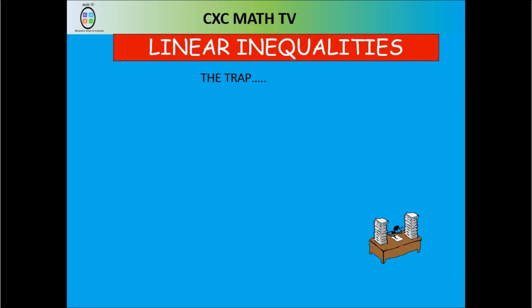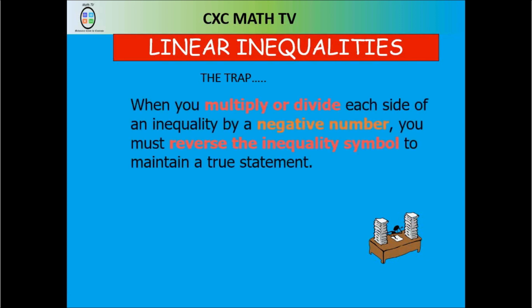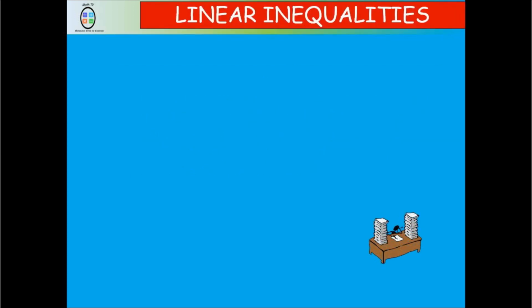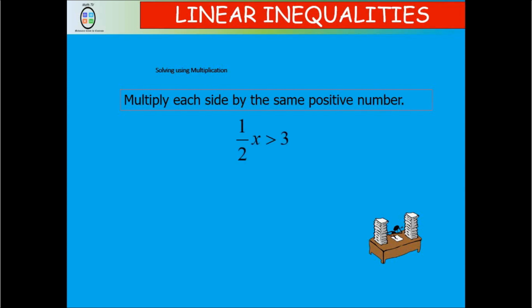Now here's a trick, the trap. Sometimes you have the variable being negative. When you multiply or divide an inequality by a negative number, you have to reverse the inequality symbol to maintain the statement to be true. Follow what we're saying. If you're solving using multiplication, and you multiply through with positive terms, it's easy.